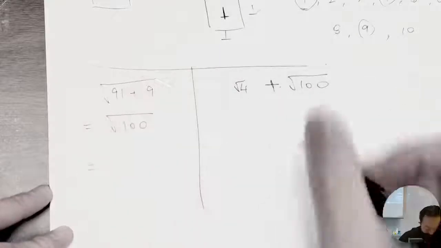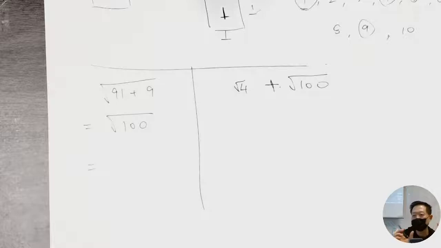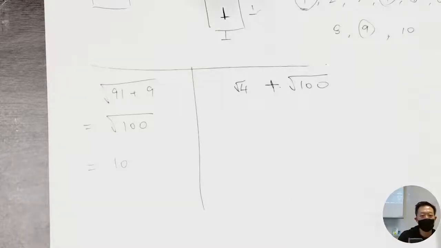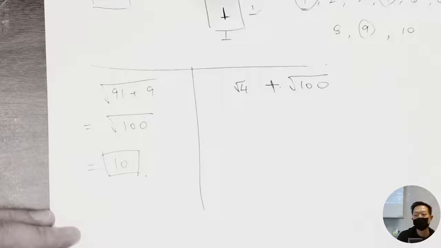Next, the square root of 100. I'm looking for two numbers that multiply to 100. The answer would be 10. And that would be it. Usually when you reach your answer, I like to box my answer so that the teacher knows that's the answer to look for, and won't mistakenly mark it wrong.